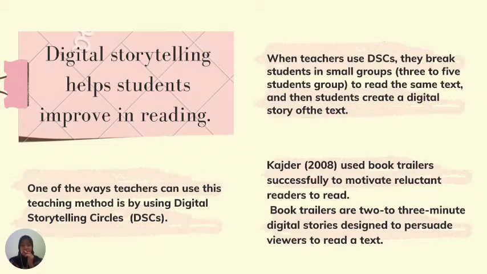Traditional literature circles promote reading improvement because they encourage dialogue and discussion, crucial aspects of comprehension instruction, by Rutzel and Kutar 2012. When teachers use DSCs, they break students into small groups, 3 to 5 students in a group, to read the same text, and then students create a digital story of the text.